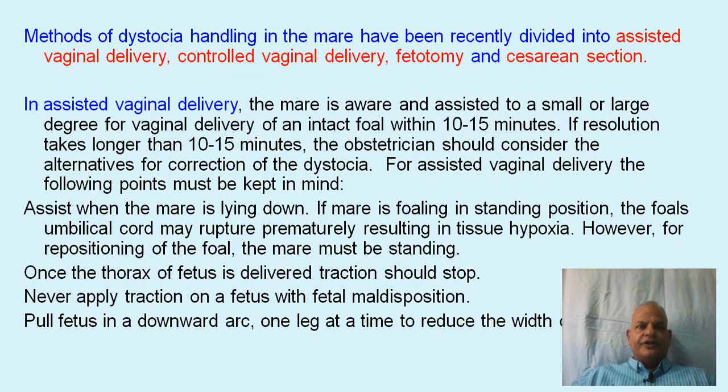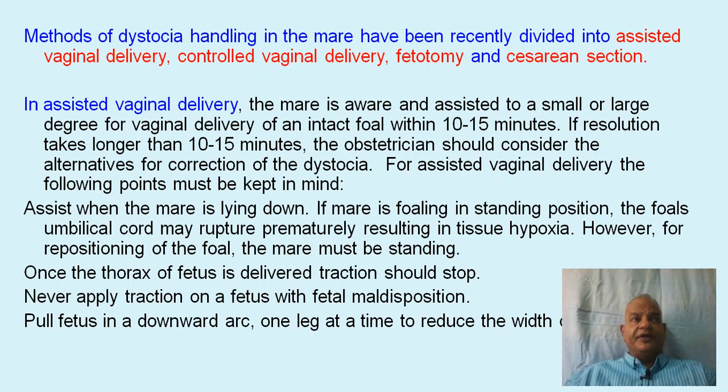Now, methods of dystocia handling in the mare have been recently divided into assisted vaginal delivery, controlled vaginal delivery, fetotomy, and cesarean section. In assisted vaginal delivery, the mare is aware and assisted to a small or large degree for vaginal delivery of an intact foal within 10 to 15 minutes. If resolution takes longer than 10 to 15 minutes, the obstetrician should consider the alternatives for correction of the dystocia.